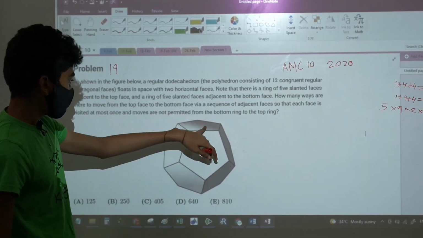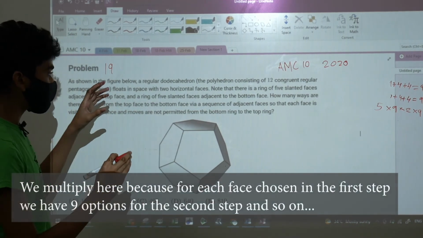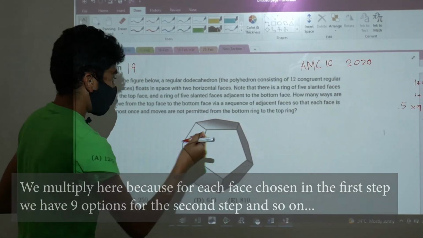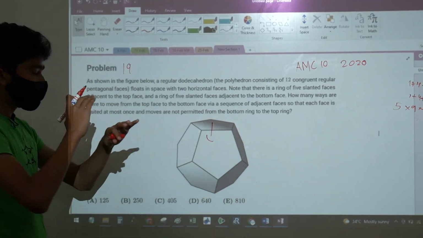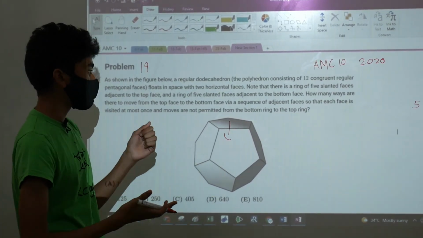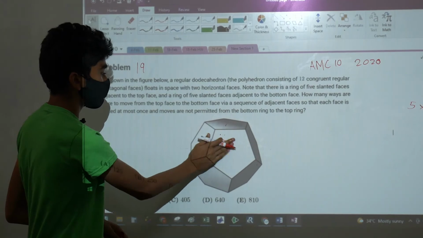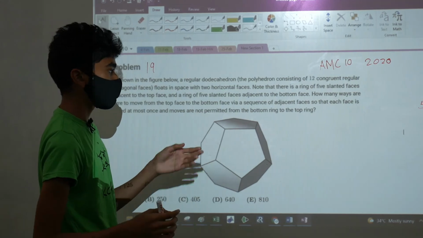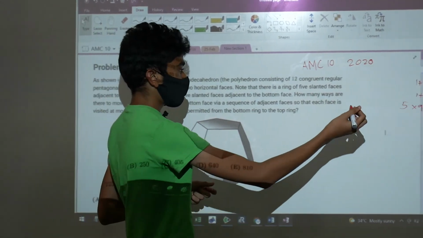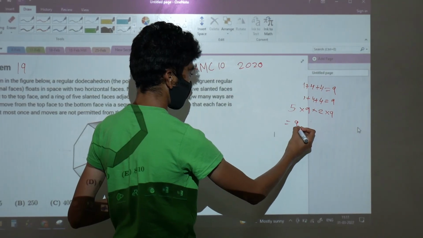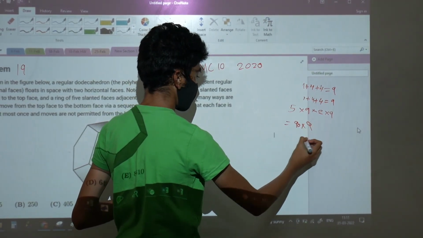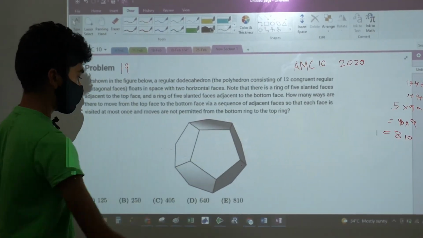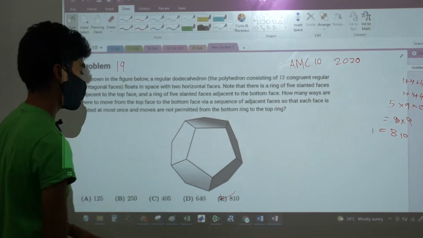Now we multiply, as over here. For the total amount of ways you have to multiply, because you can go this way or you can go around, and you have to calculate all the possible ways that you can go from the top ring to the bottom ring. So in that case you would have to multiply and not add to find out the total amount of ways. Then if you simplify this, you get 90 times 9, which gives you 810. And then 810 is one of the 5 answers, and it is correct.